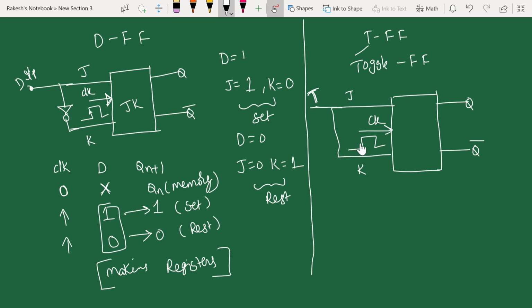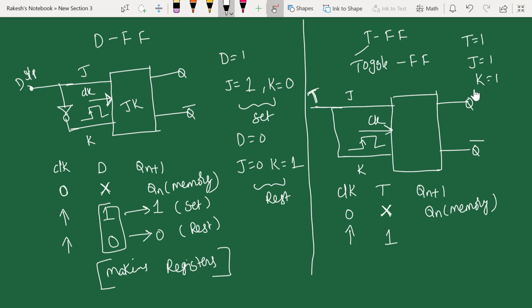This is a positive edge triggered. Now let us analyze this circuit. Let's take clock, then T input, then Qn plus 1. If clock is 0, it doesn't have to care about the T input. It's going to be in the same state, that will be memory state. If clock is high, when T equals to 1, your J will be 1, K will be 1. So when J equals to K equals to 1 and clock is enabled, your output will toggle. That means your 0 becomes 1, 1 becomes 0.